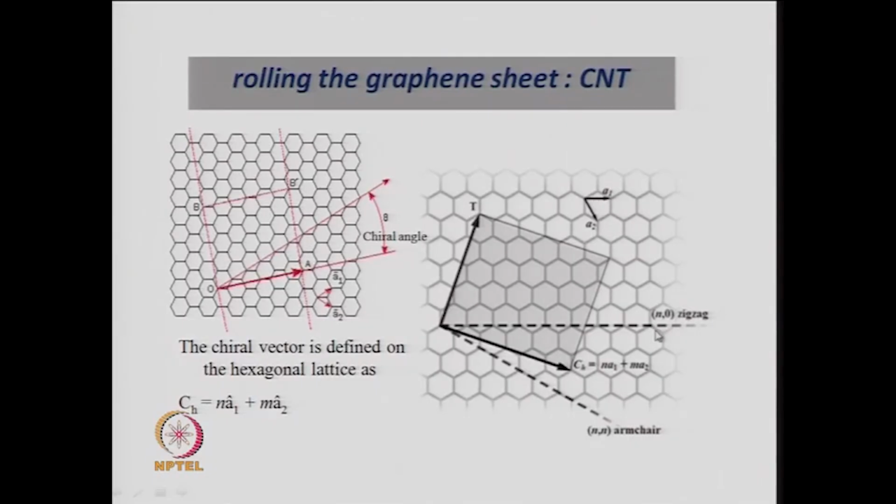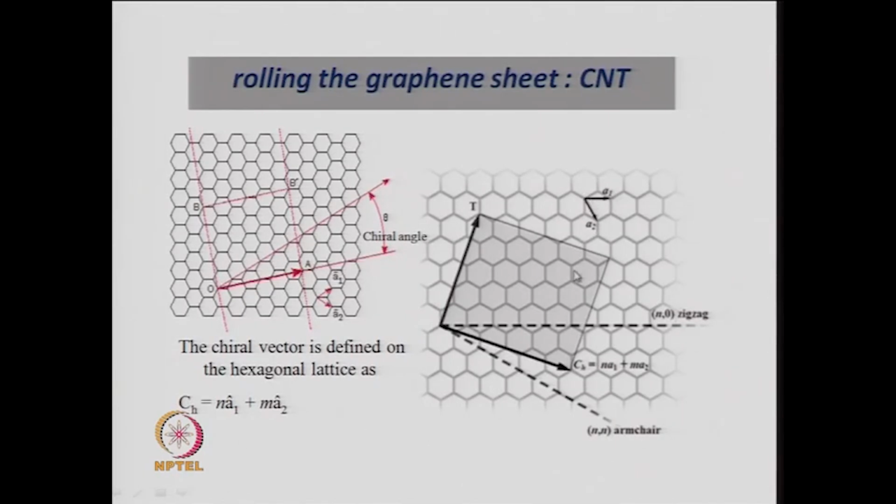And if this is your vector, that means by this vector you are rolling the graphene sheet, the resultant carbon nanotube that you will get will be called a zigzag carbon nanotube. And if you take a general vector, suppose m is not 0, non-zero, then you will get some other chiral vector. Suppose both n and m have the same value, that means you take twice the amount of a1 and twice the amount of a2.